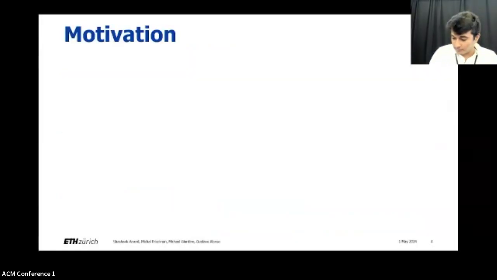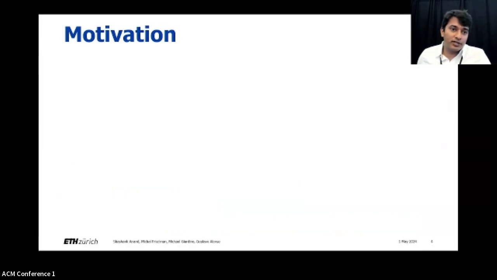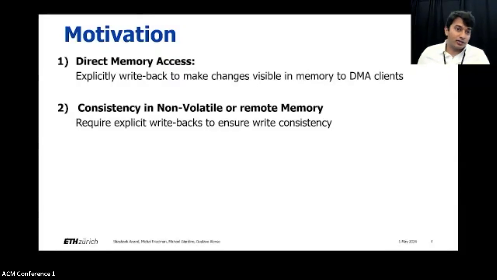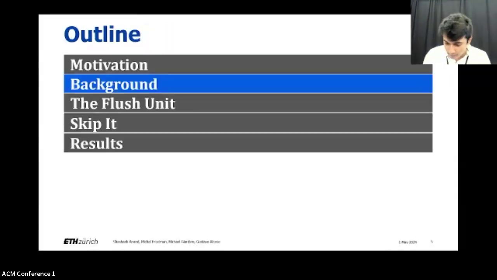Let me get right to the motivation. Why exactly do we care about being able to flush a cache line from the program? One, for DMA, we need to explicitly write back cache lines to make changes visible to the DMA clients. Additionally, to ensure consistency in NVM or remote memory, we need to explicitly write back to maintain this consistency.